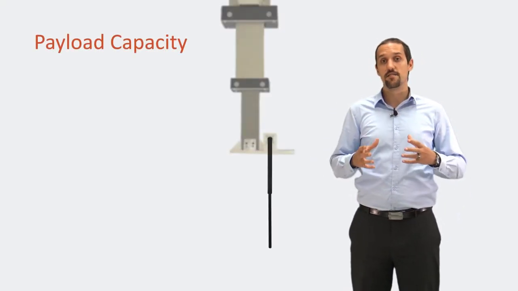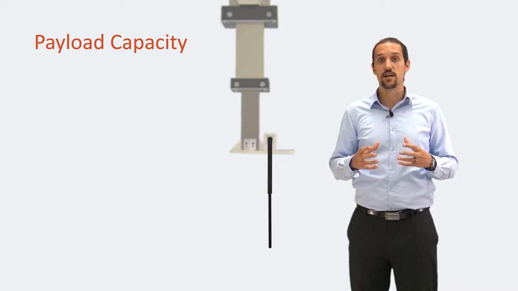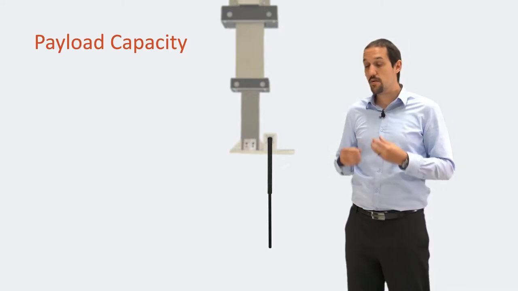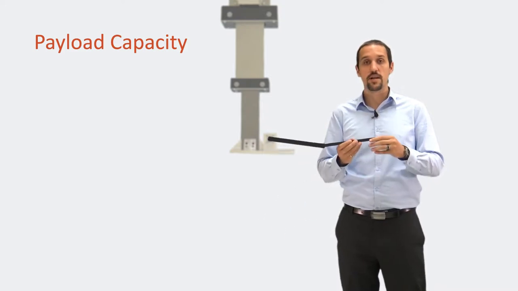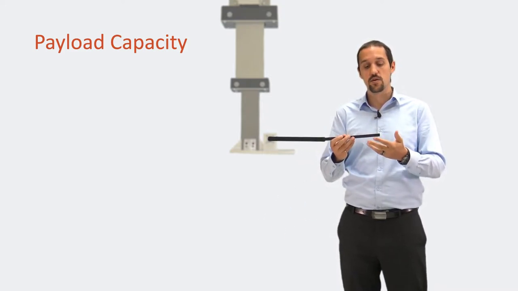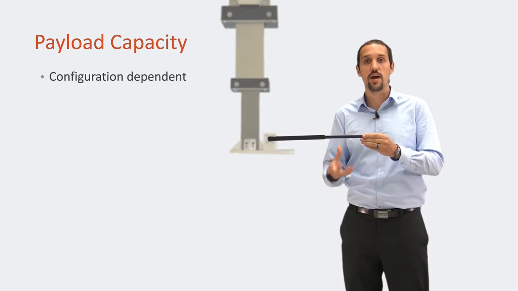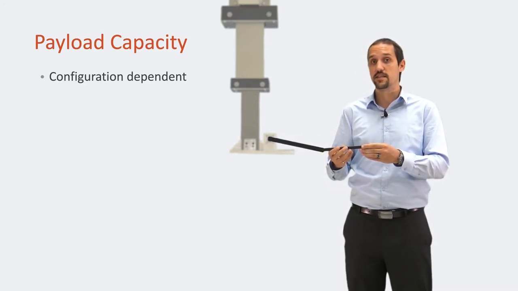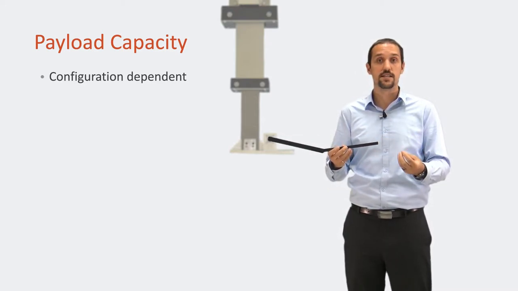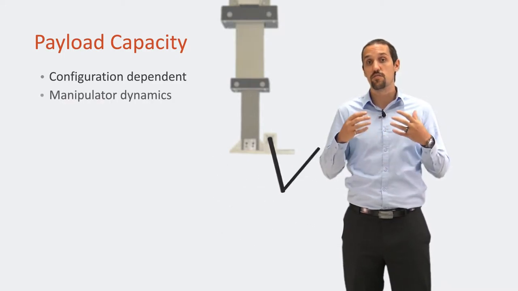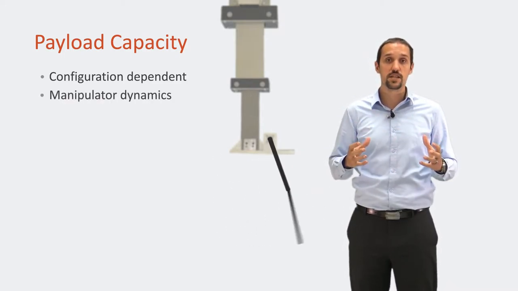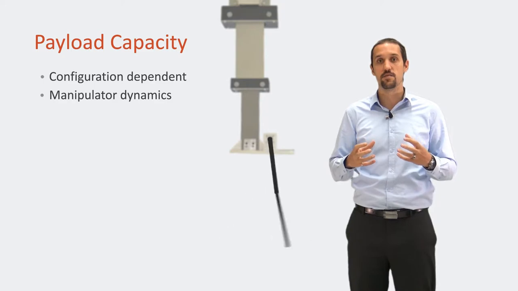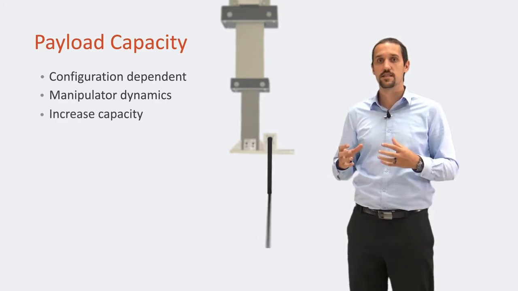The payload capacity of a robot is generally considered to be constant throughout its workspace. But we know intuitively that a robot can't lift as much when it's in a horizontal configuration because there's more gravity to work with. In fact, it largely depends on velocity and acceleration. So the proposed method designs trajectories that harness the dynamics of the manipulator to increase its capacity.